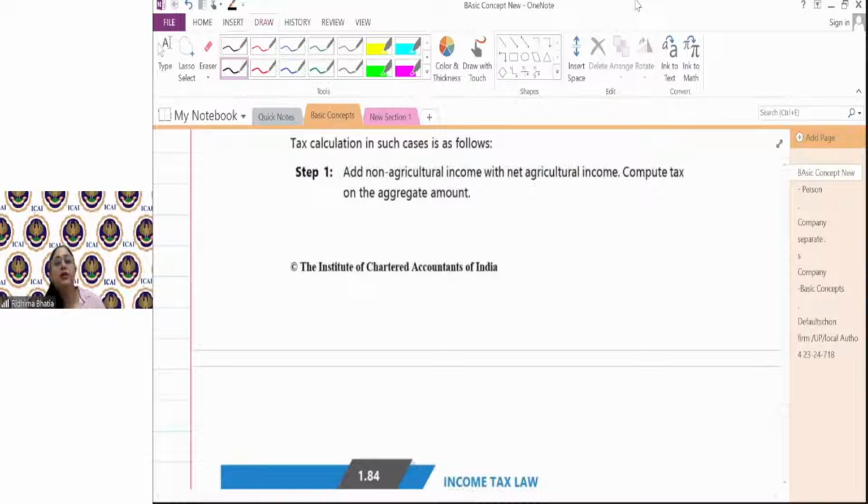Yes, the non-agricultural income should exceed the basic exemption limit.